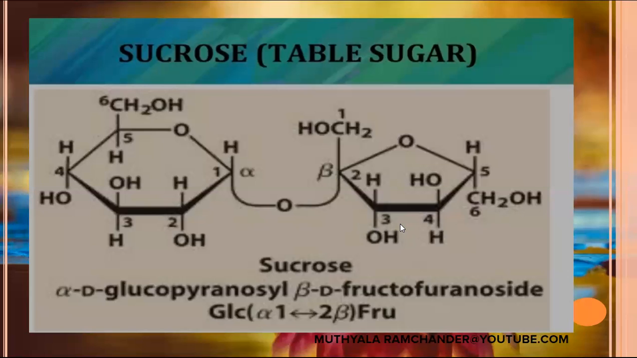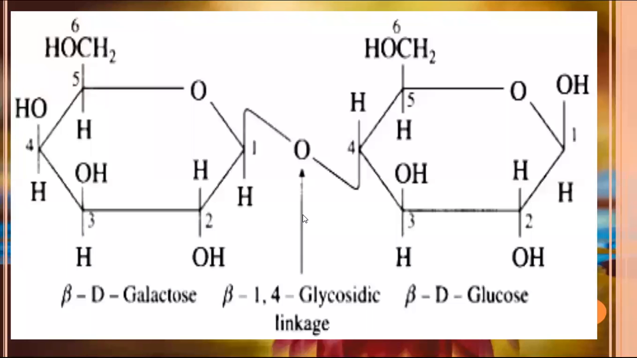Sucrose is formed by the elimination of a water molecule through a glycosidic bond between the glycosidic hydroxyl groups of D-glucose and fructose. It is sweeter than lactose, maltose, and glucose. Sucrose does not possess mutarotation and it is a non-reducing sugar. It is not reactive. So this is the sucrose structure.